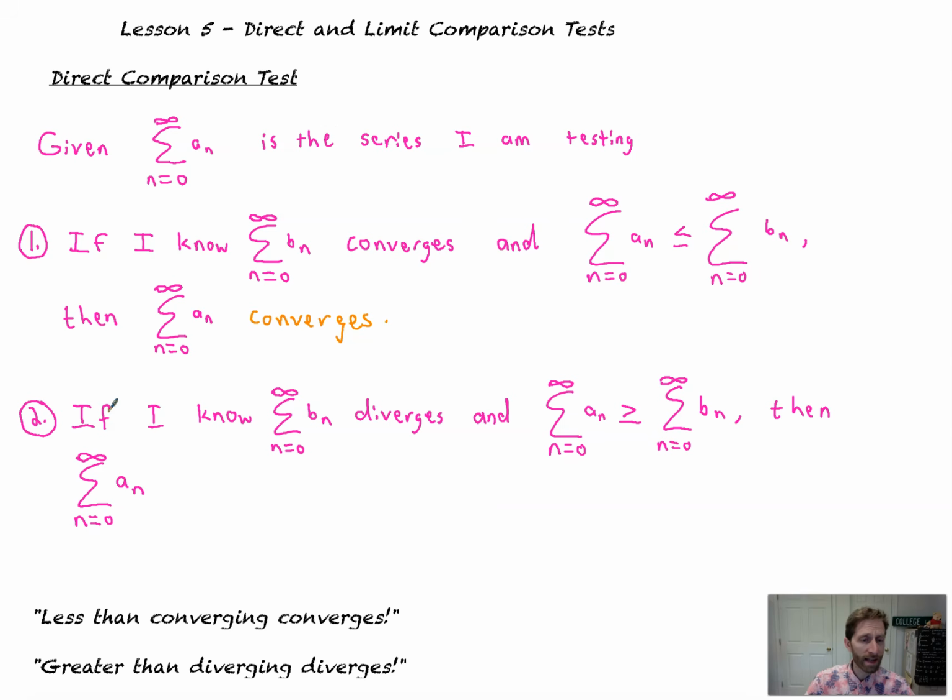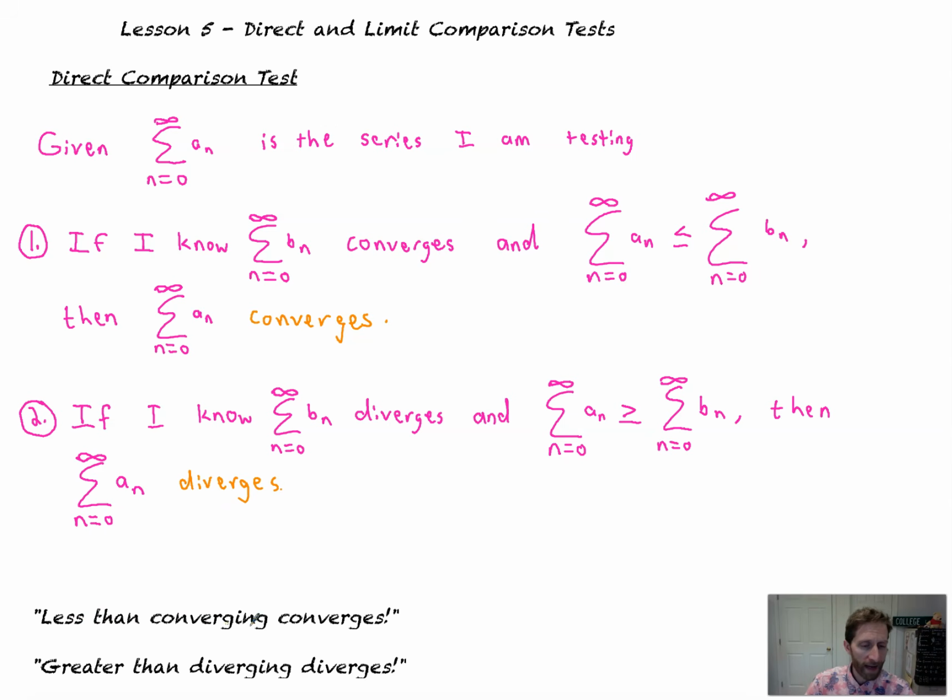Now, the other idea is, if you know that the sum of n equals 0 to infinity of b sub n diverges instead, and the series that we're interested in is actually more than the series that diverges, then what you know is that a sub n also diverges. Why does that make sense? Because we have a known series that diverges. The series that we're interested in is more than that diverging series, and more than diverging is also diverging, right? More than going to infinity is going to infinity.